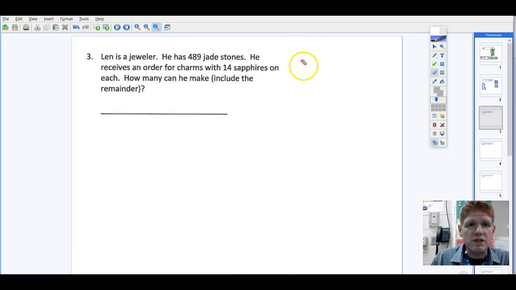All right, here's a problem for us to take a look at. It's a word problem. Let's read it really quickly. Len is a jeweler. He has 489 jade stones. He receives an order for charms with 14 sapphires.